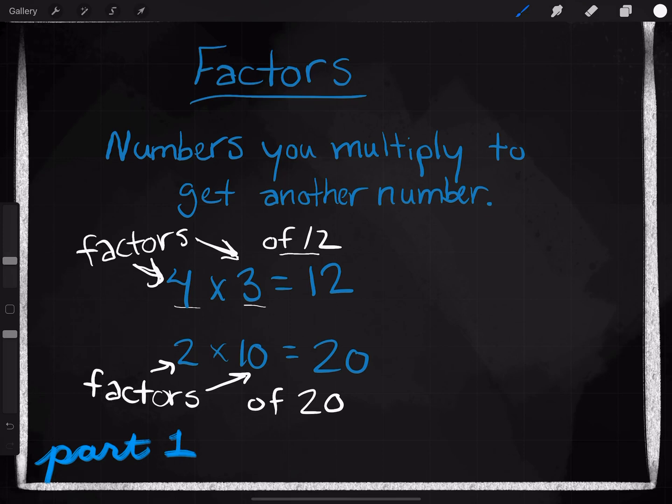2 times 10 equals 20. 2 and 10 are the factors of 20. So if I wrote something like 3 times 8 equals 24, which ones would the factors be? You can pause, and 3 and 8 are factors of 24.